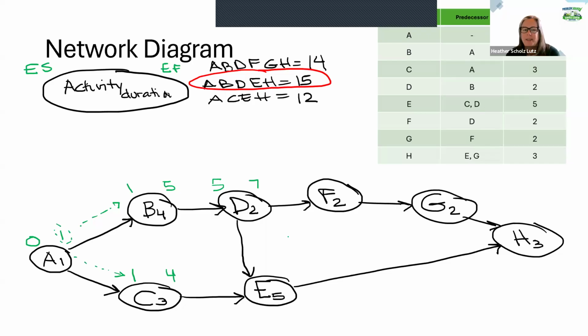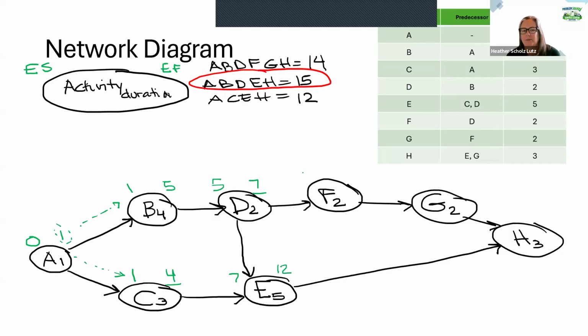All right, so if we go to E then, it has two predecessors. So we are looking at D and C, because that's where the arrows are coming from. And what you're going to do is choose the largest number. So if you think about when we drew that Gantt chart, we said both of those activities have to be done before E can start. So if C is done at 4, D is done at 7, that means E can't start till 7. Then you're going to add the 5 to it, so it would be 12.